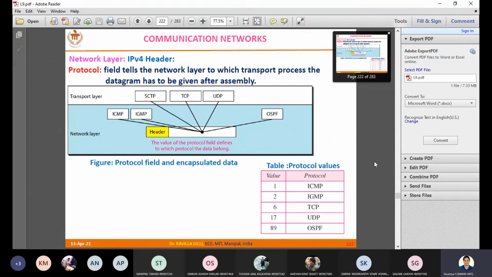Now there is another field known as the protocol field. It tells the network layer to which transport process the datagram has to be given after assembly. That is, after all the fragments of the particular datagram have arrived into the network layer, the network layer should know which transport layer protocol it should give this packet to. That is given by the protocol field. The values given are 1, 2, 16, 17 and 89. If the value is 1, it means the transport protocol is ICMP or IGMP, TCP, UDP or OSPF.